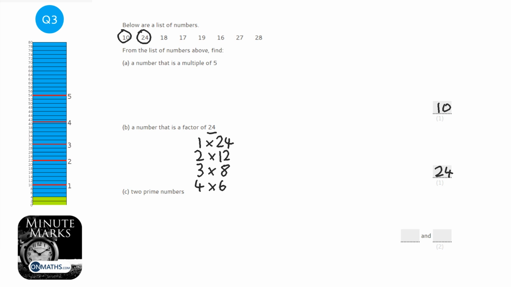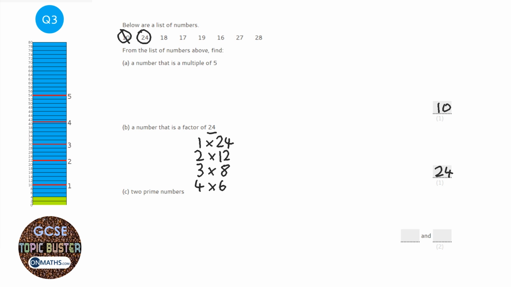Two prime numbers. Now prime numbers mean they only have 2 factors, 1 and themselves. Okay, that's a prime number. If there's any more factors, it's not a prime number. So let's go through the list. 10 is in the 5 times table, which we identified in question A, so that's not a prime number. 24, well, we've listed out 6 other factors of 24, so that's not in it. 18 is 3 times 6, so that's not going to be it.